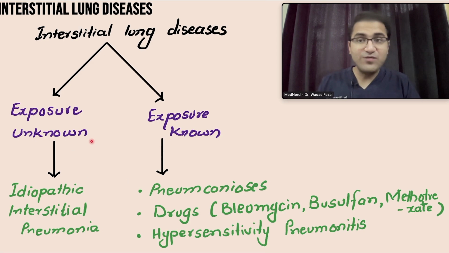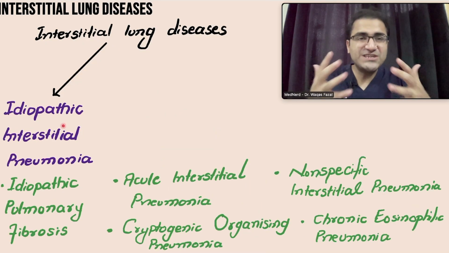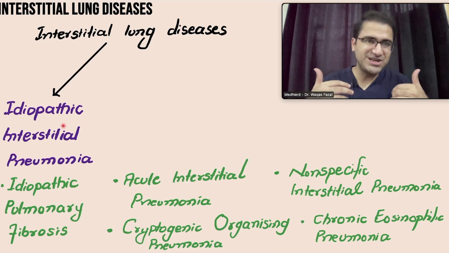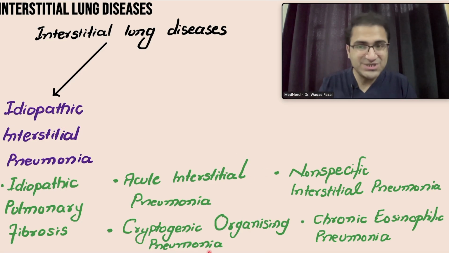Now, first of all, we will cover the idiopathic interstitial pneumonia. In the interstitial lung diseases, idiopathic interstitial pneumonias are idiopathic, where you don't know which exposure is causing this interstitial lung disease, where you are unable to find the exposure. Now there are many conditions in idiopathic interstitial pneumonia, but the most important one that you need to know is idiopathic pulmonary fibrosis. So we are only going to discuss idiopathic pulmonary fibrosis in this video.